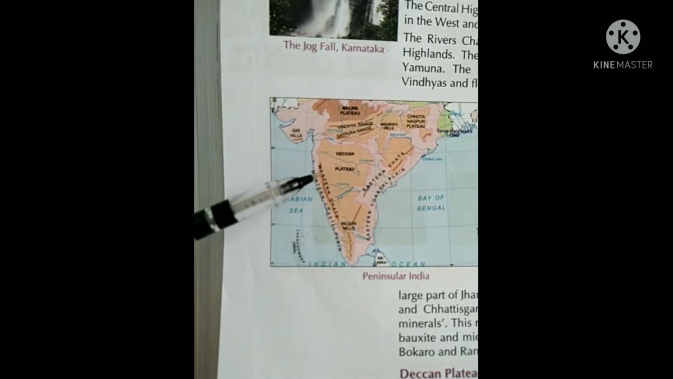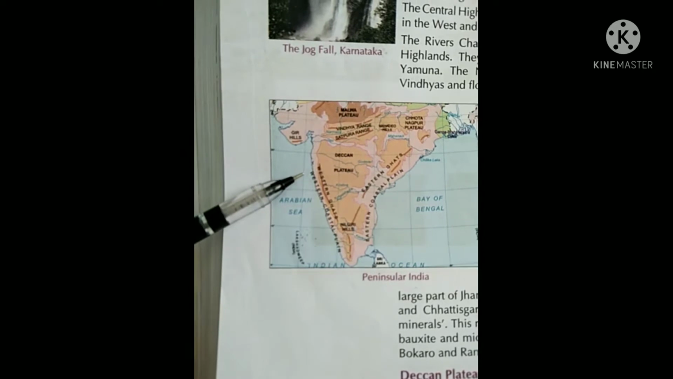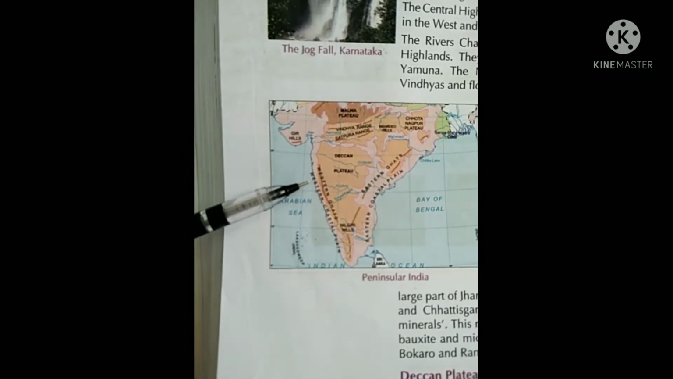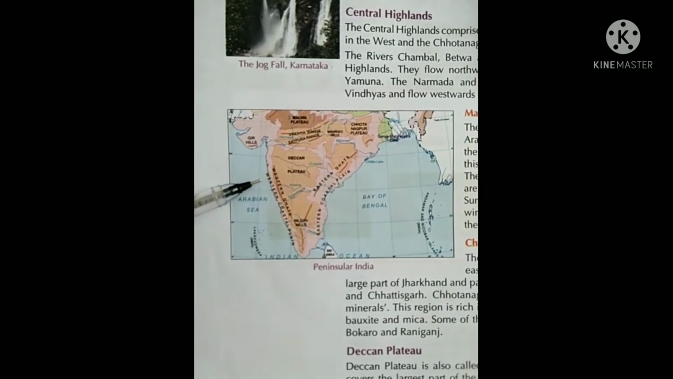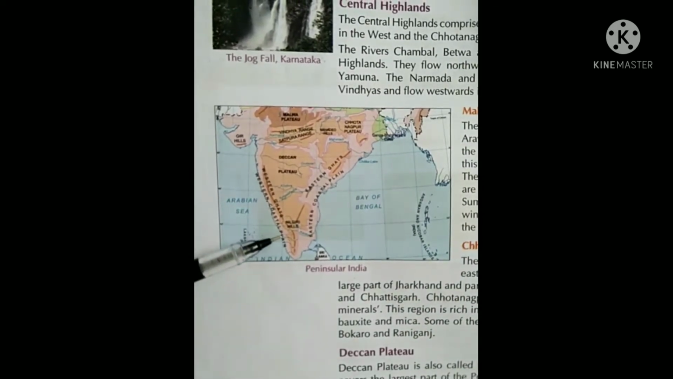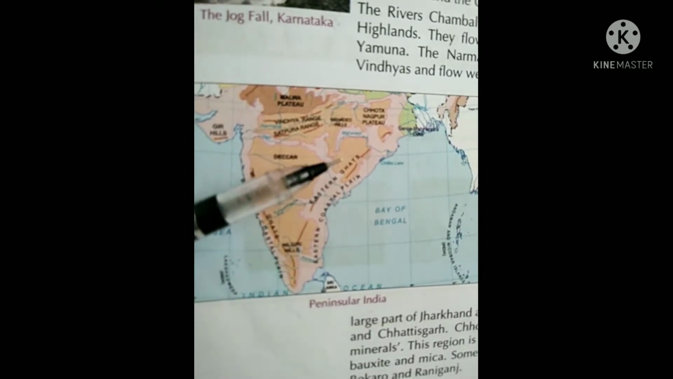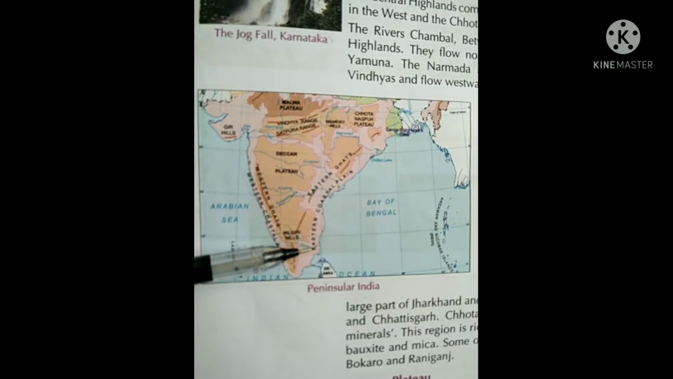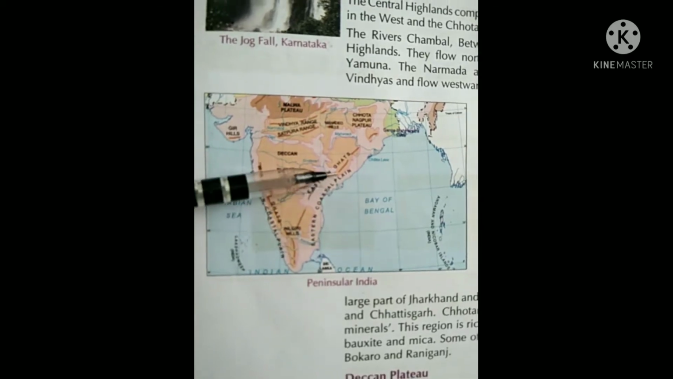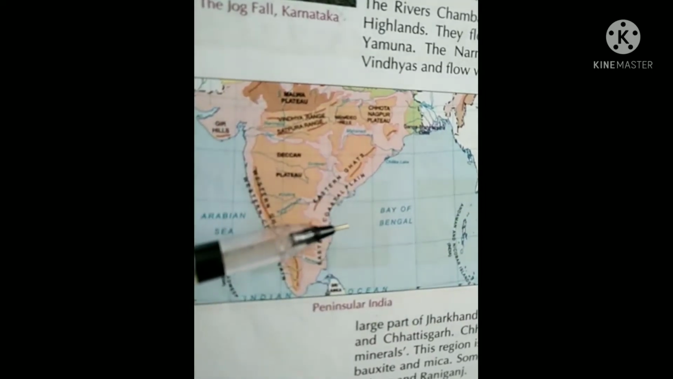And to the west we have western coastal plain. To the west, on this side, western coastal plain. What we are seeing now, this is what? Western coastal plains, isn't it? Then, to the east here we have eastern coastal plain. This is what? Eastern coastal plain, isn't it? This is eastern coastal plain.